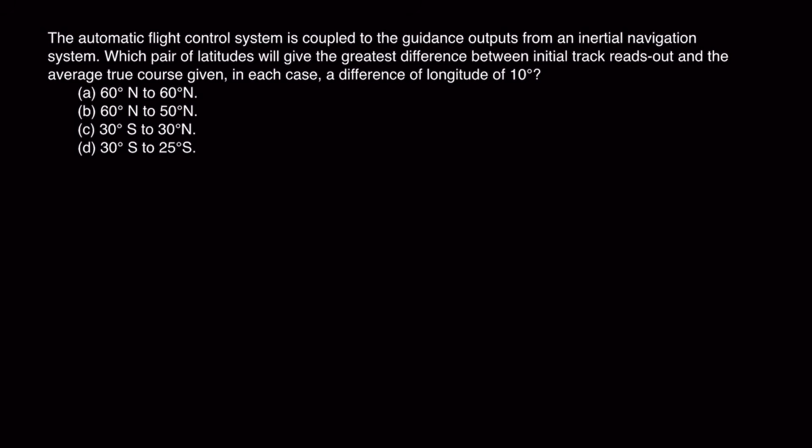The only thing you need to know right now is that whenever an aircraft is following guidance from an INS, or inertial navigation system, and using the autopilot to fly those inputs from the INS, it follows a great circle track. So whenever you're flying using inertial navigation system, you follow a great circle track. In this question, they're again talking about the maximum difference between the initial great circle track and the average great circle track. So it's the same as the previous question, right?